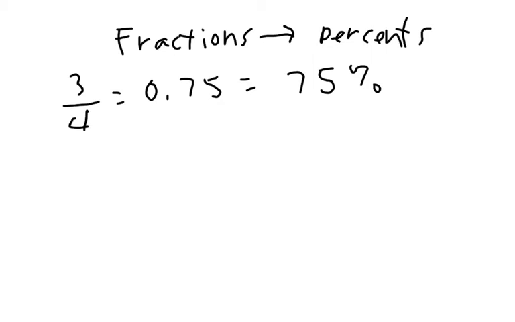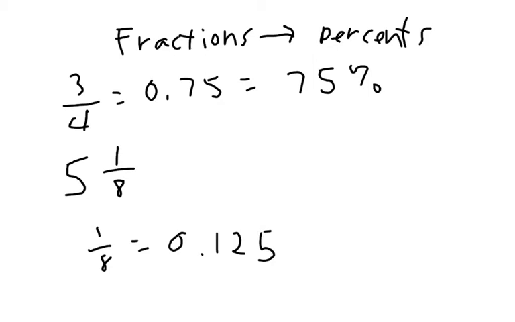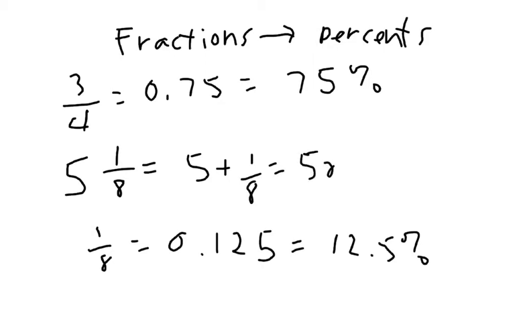Let's take another example, maybe 5 and, let's see which one we haven't done, 1/8, 5 and 1/8. You'd work with the fraction part here and say 1/8. I'm not going to do the division, but if you did, you would get 0.125. Then when you change that to a percent, it would be 12.5%. Okay, that's the 1/8 part of it. The 5 part is 500%, and the 1/8 is 12.5%.